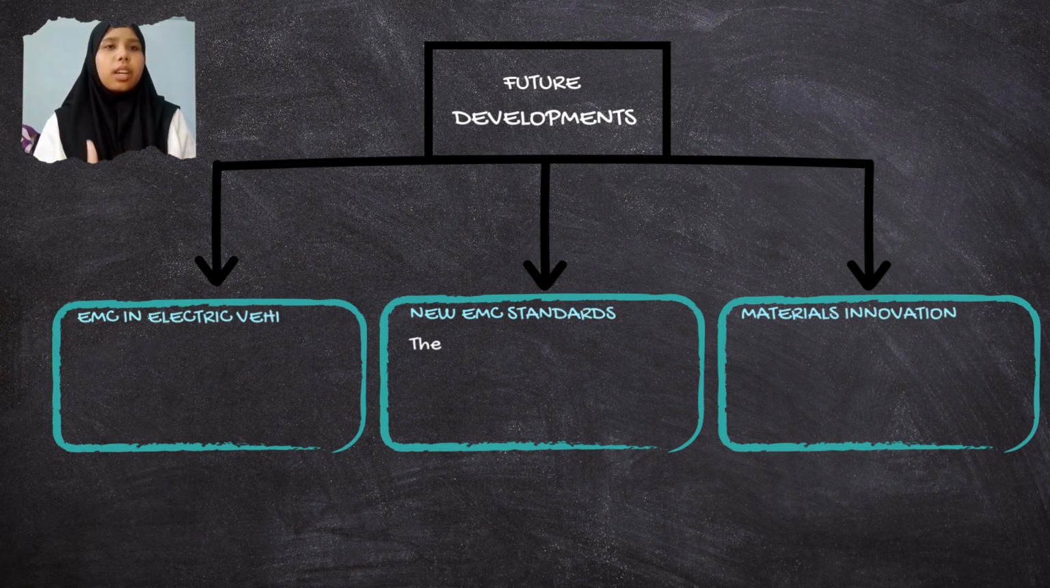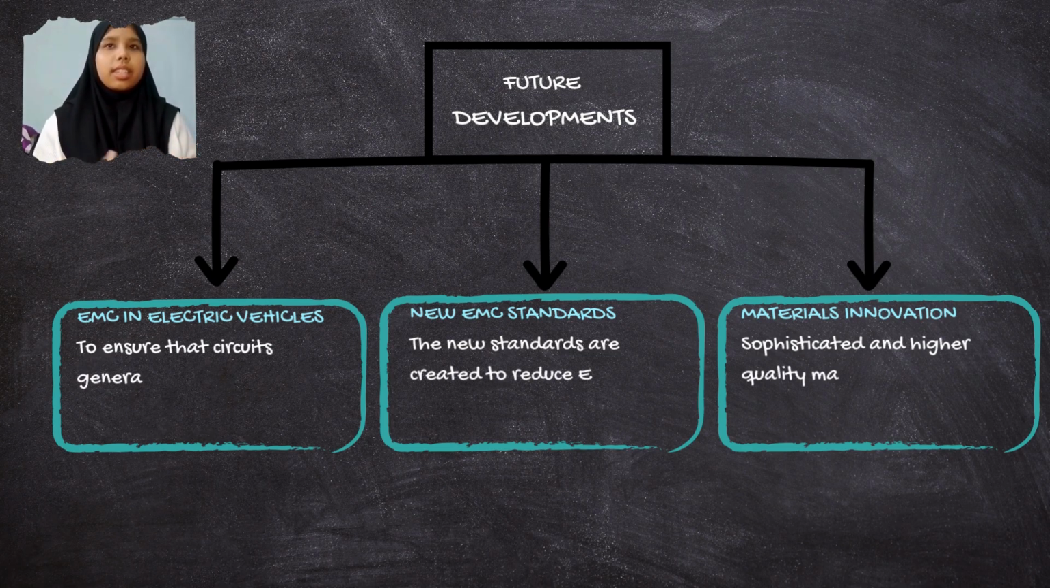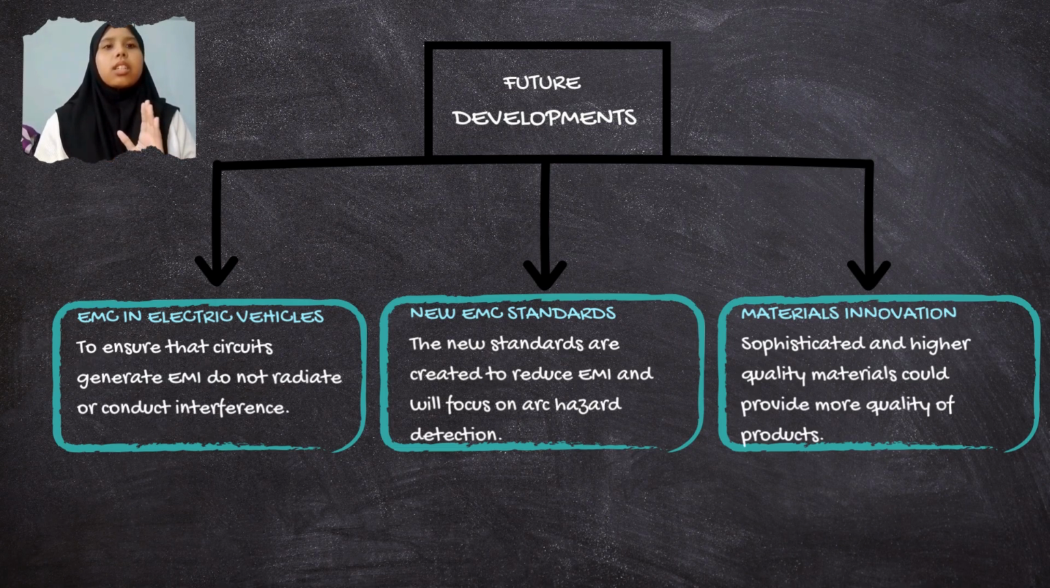Other than that, we have future development. First, EMC in electric vehicles. To ensure that the circuits that generate EMI do not radiate or conduct the interference. The second, the new standards of EMC. The new standards are created to reduce EMI and we focus on hazard detection. Lastly, materials innovation. Sophisticated and higher quality materials could provide higher quality products.